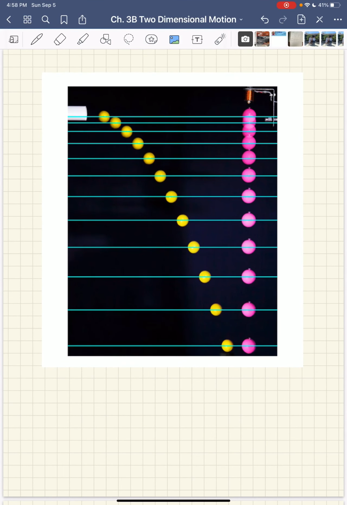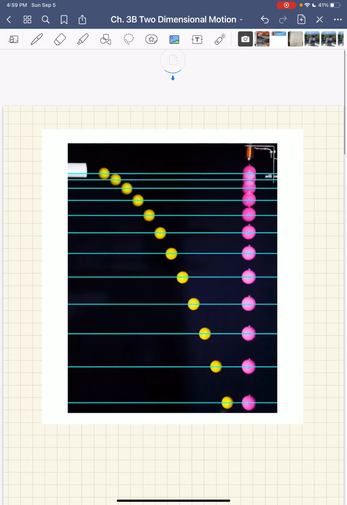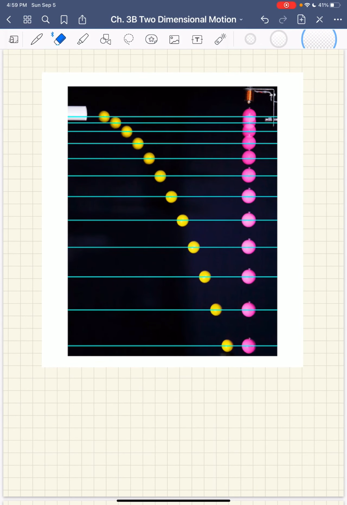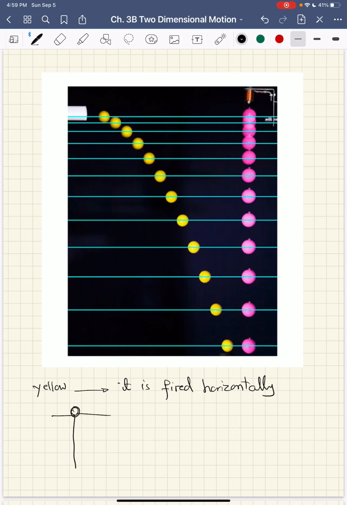3, which is the two-dimensional motion. Now, just here, I have an image for two things. The yellow here, it is the yellow ball. It is fired horizontally, which means it is sent like this with an initial velocity VI.